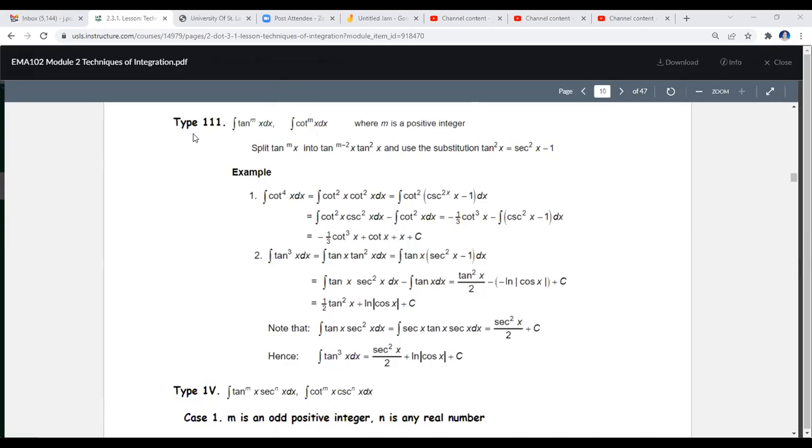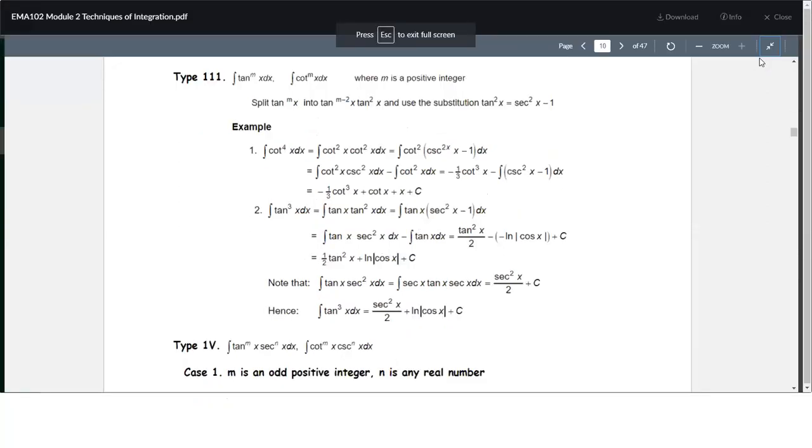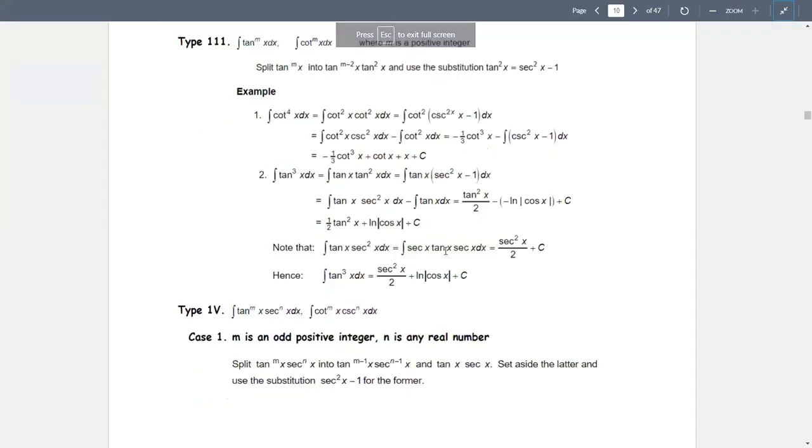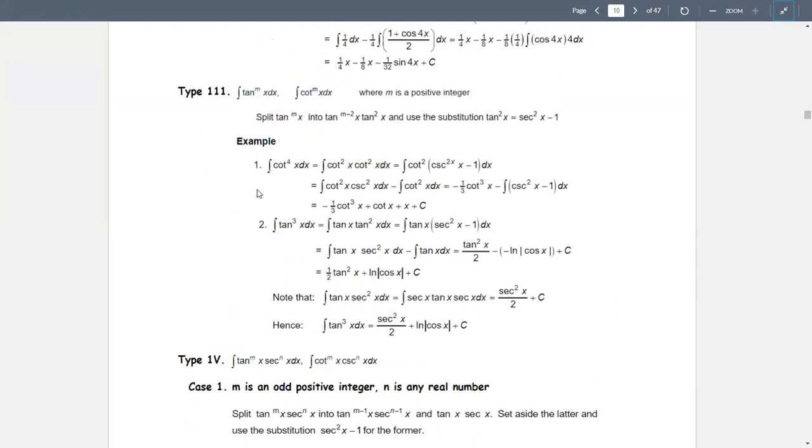Okay, now let's look into this one based on the examples. Let me check if I can widen this. Okay, now in the first example, you have the cotangent of x raised to 4. So it's positive, so it's okay. It was split into 2. You have cotangent squared and another cotangent squared. If you multiply the 2, you will have cotangent to the 4th of x.